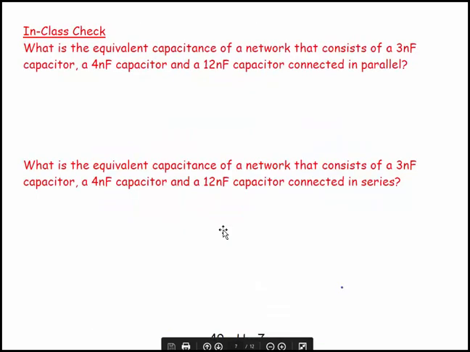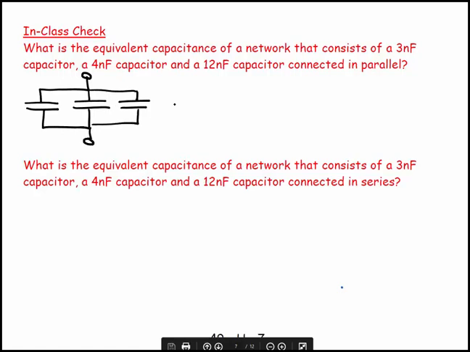And if we go here, we say, what is the equivalent capacitance of a network that consists of a 3 nanofarad, a 4 nanofarad, and a 12 nanofarad connected in parallel? So I have a capacitor, I have a capacitor, I have a capacitor.